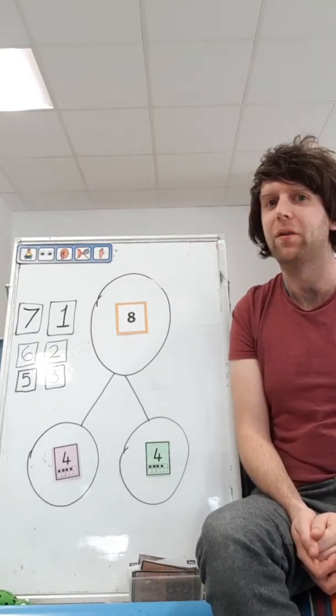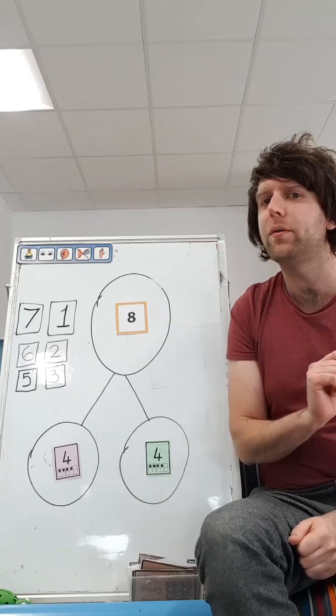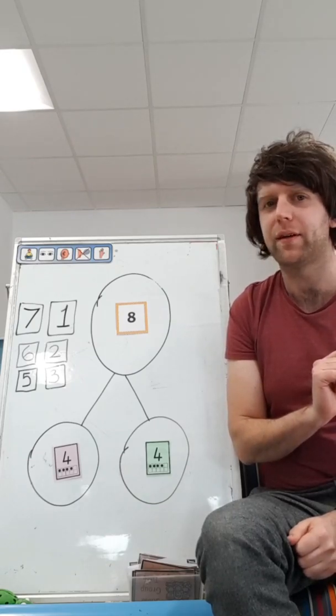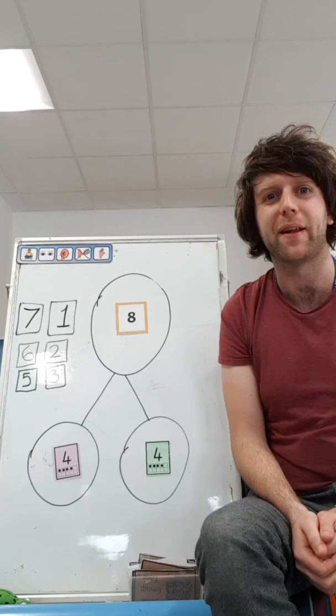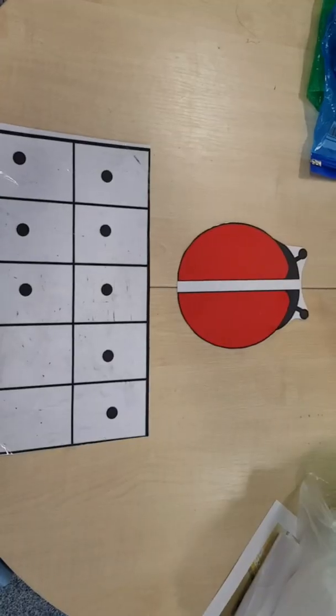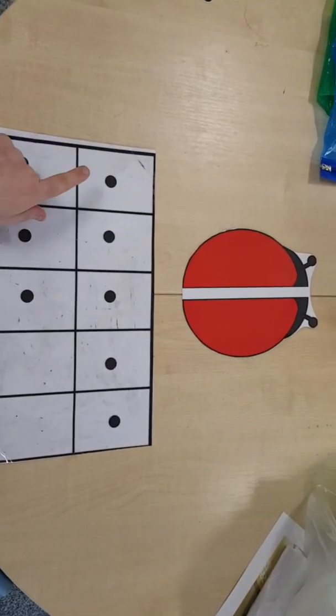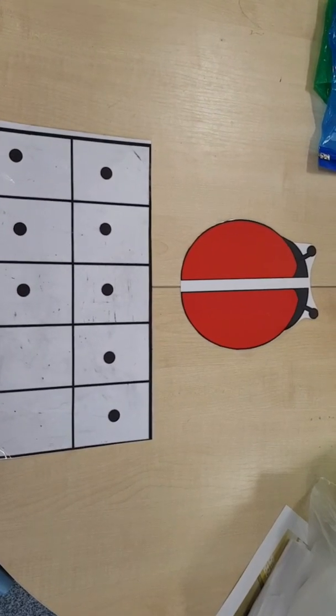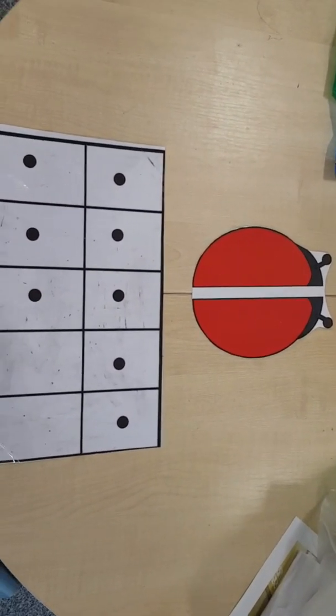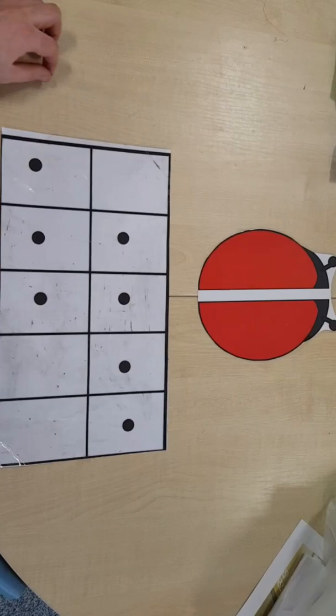Brilliant. Now, I think there's one more way we can organise our ladybird's dots. So let's go and have a little look. Okay, so my tens frame is full again. All my 8 spots are there, ready to go onto the ladybird's back.